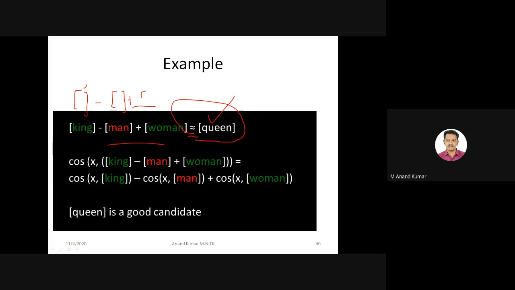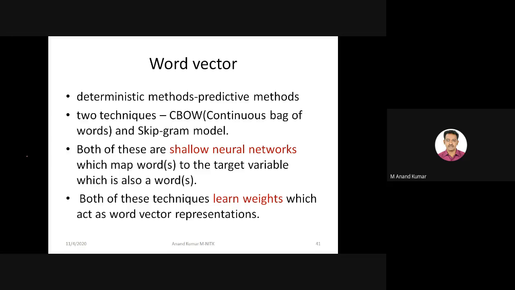So this is one of the powers of the word embedding. How does that word embedding produce a meaningful representation? Okay, now we are coming to that model: how those word embedding models are working.